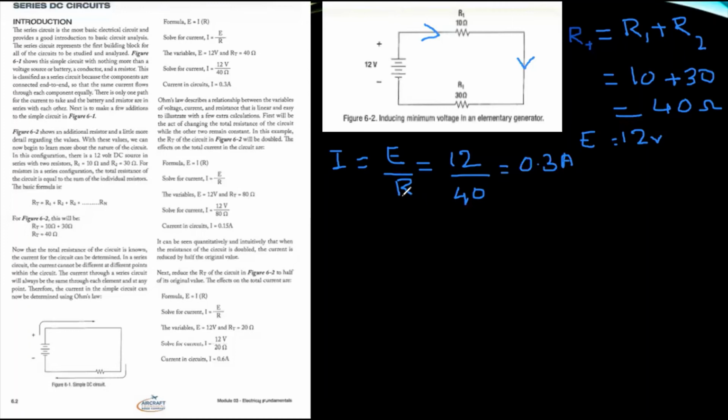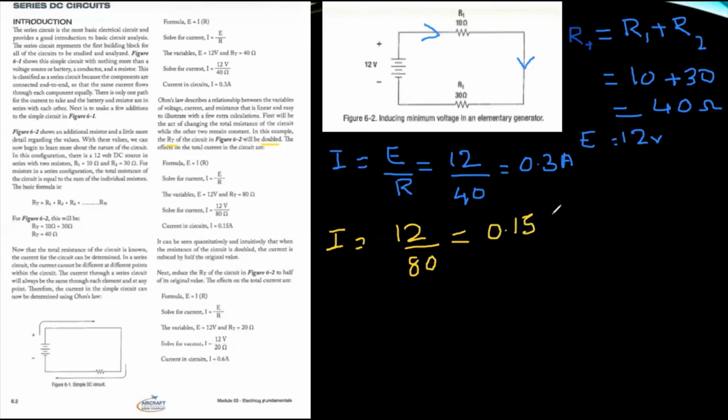We are only changing the resistance in the second circuit. So what are we going to do to the resistance? The resistance RT is doubled. In the first case, we found the current. In the second case, we are making the total resistance double. So double means 40 into 2, that is 80. So in the second case, we are going to find the current. I is equal to E, E is the same, 12 volt, divided by 80. When you divide this, you will get 0.15.